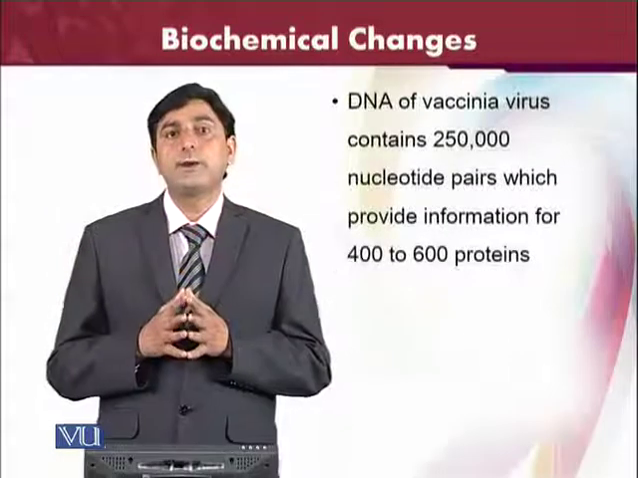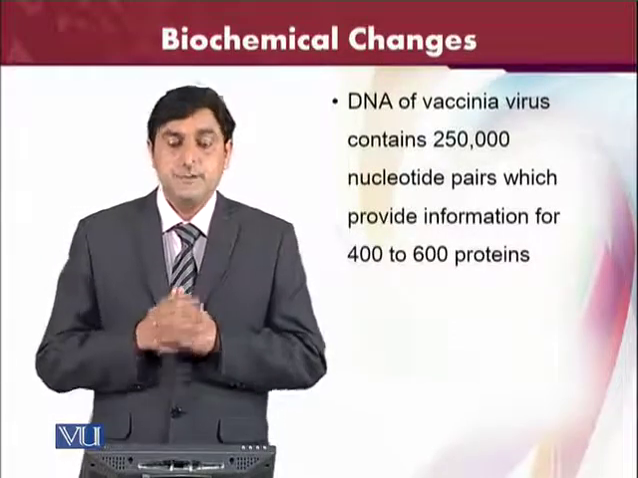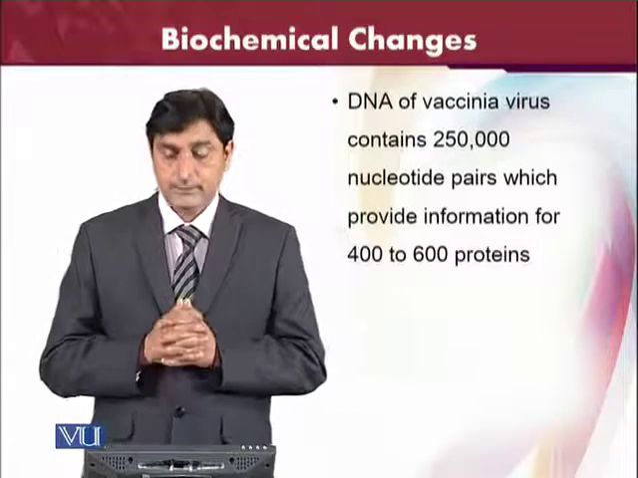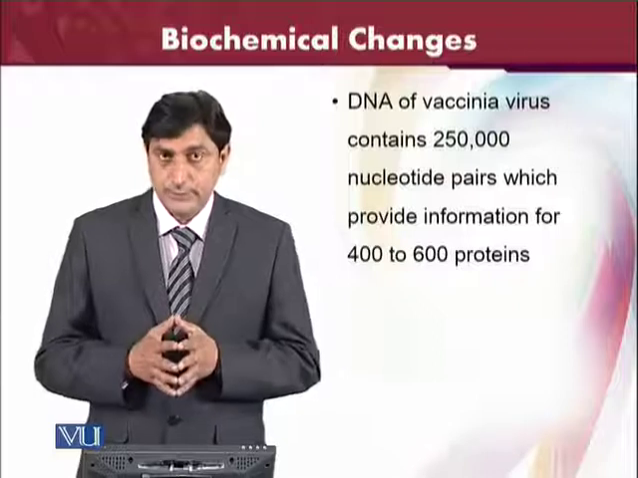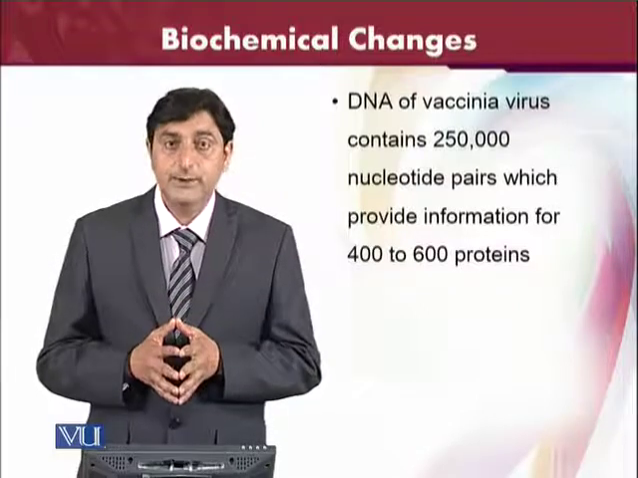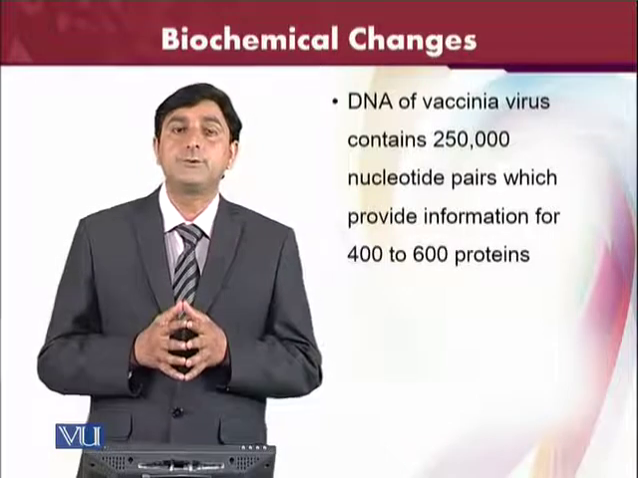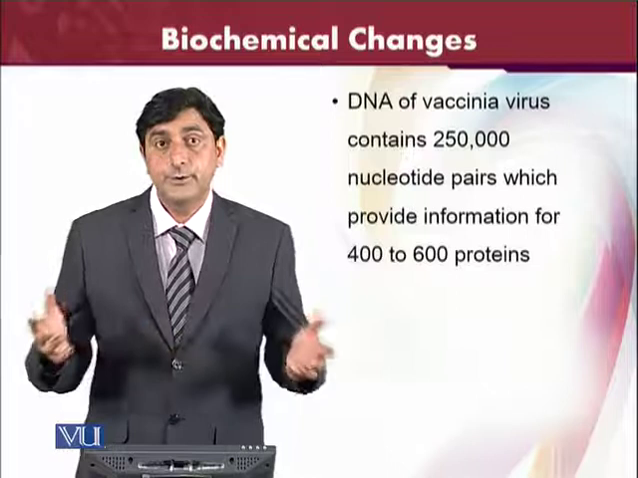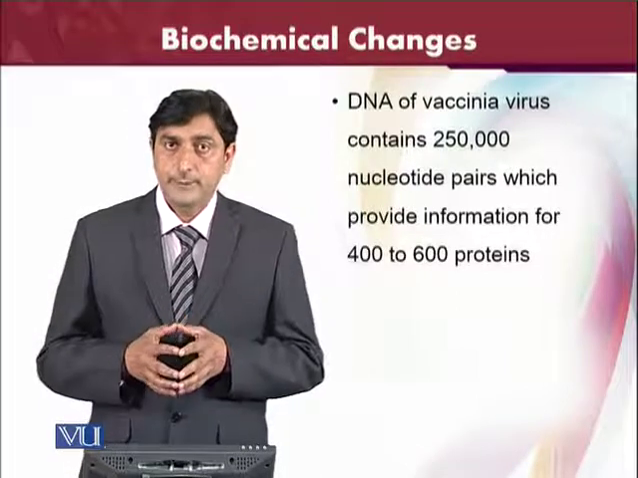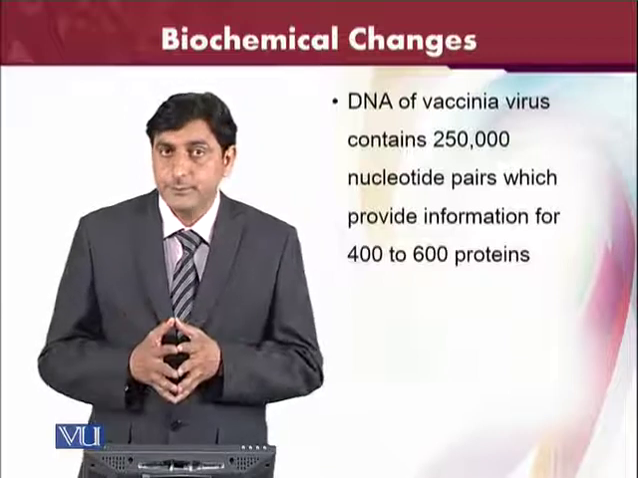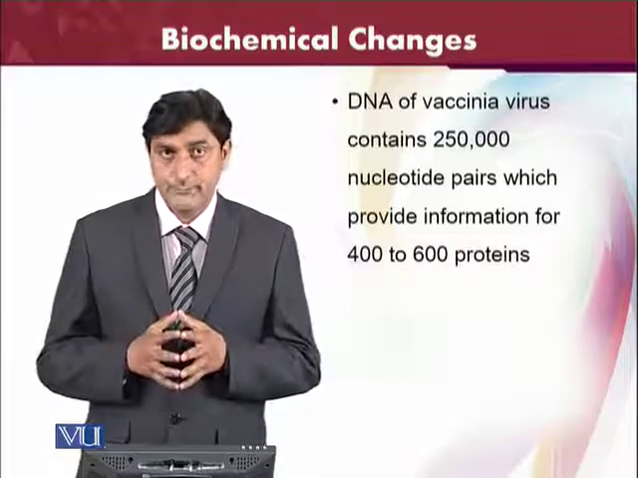Similarly, there is the vaccinia virus. The picornaviruses are considered the smallest viruses, while the vaccinia viruses are big viruses, containing more than 2 lakh nucleotide pairs, which encode about 400 to 600 proteins. So from this comparison, you can compare the two different kinds of viruses. One virus encodes about 10 to 15 proteins, and the other virus encodes 400 to 600 proteins.